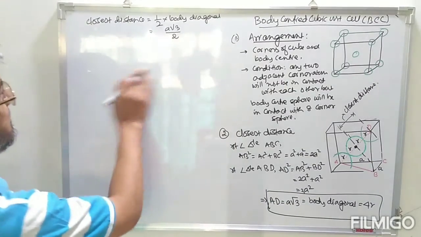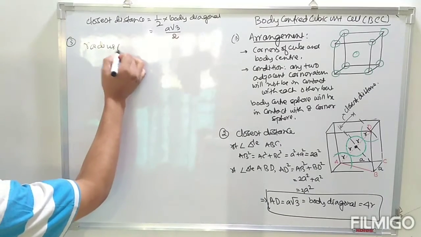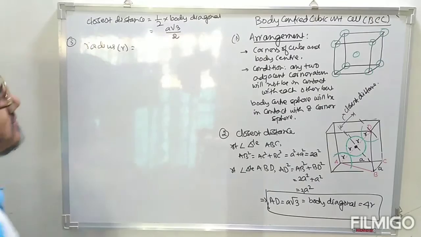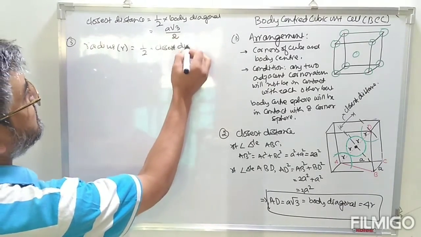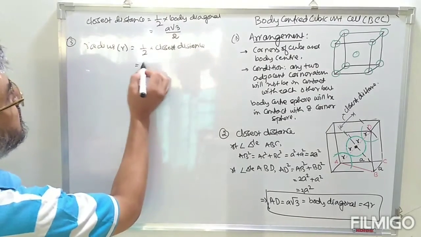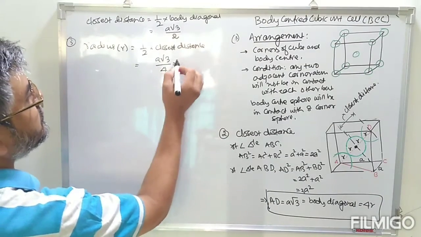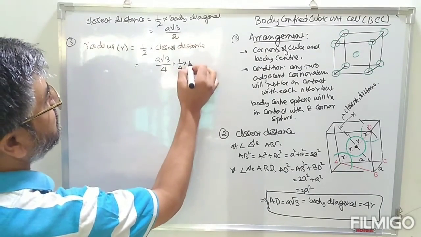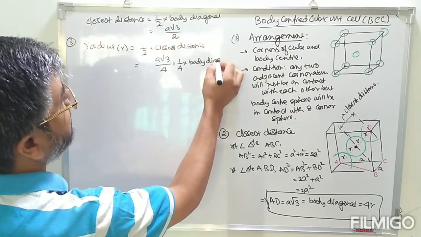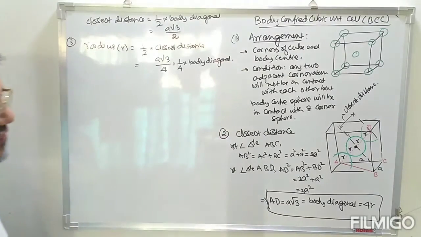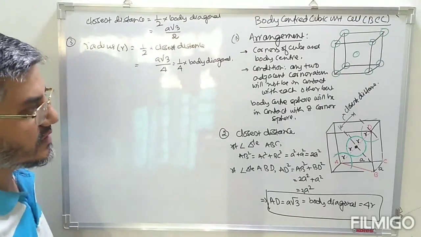If this is the closest distance, then let's define the radius of the sphere. The radius r is half of the closest distance, that is a root 3 by 4, which is equal to 1/4 of the body diagonal. So 1/4 of the body diagonal, or half of the closest distance, is equal to the radius of the sphere in case of body center cubic.